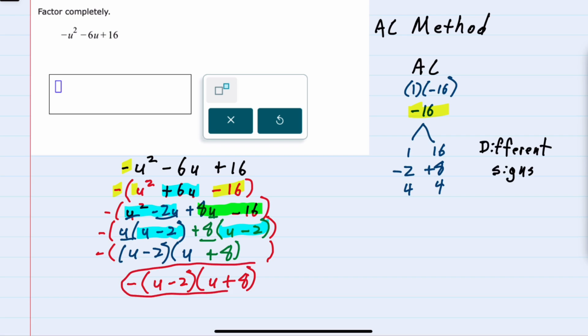This is our factored expression, and we use the AC method to convert this trinomial into a quadratic that we could factor by grouping.